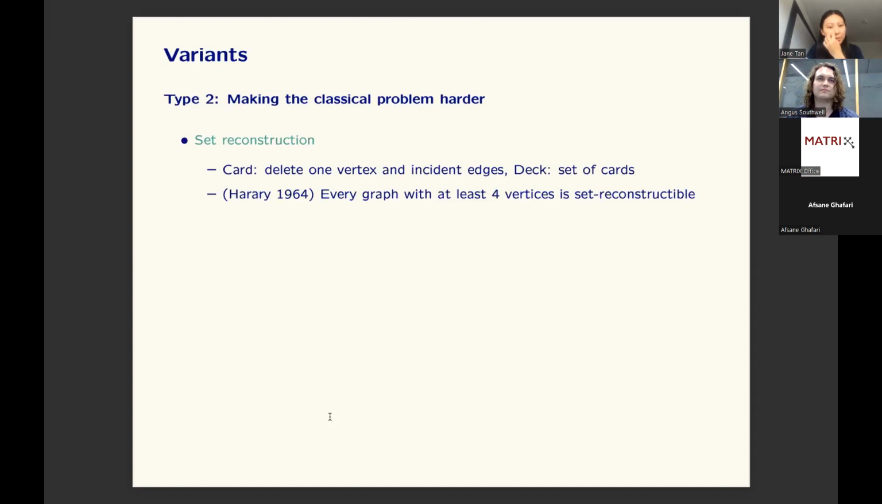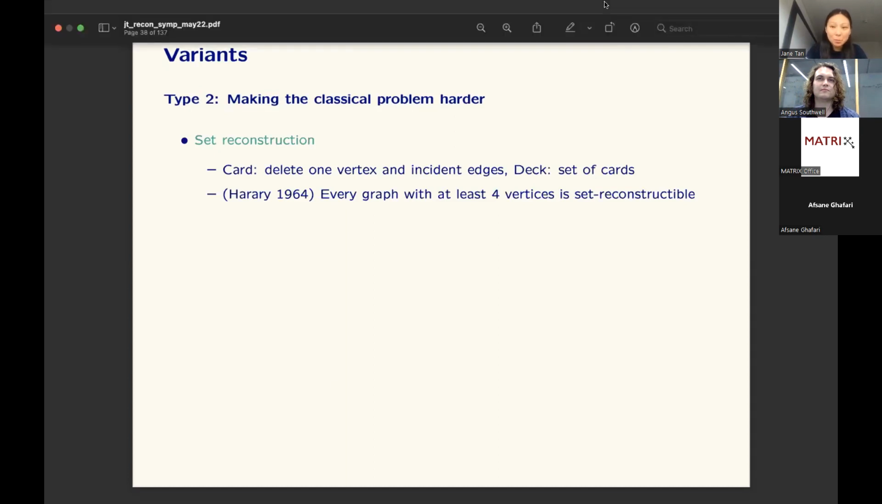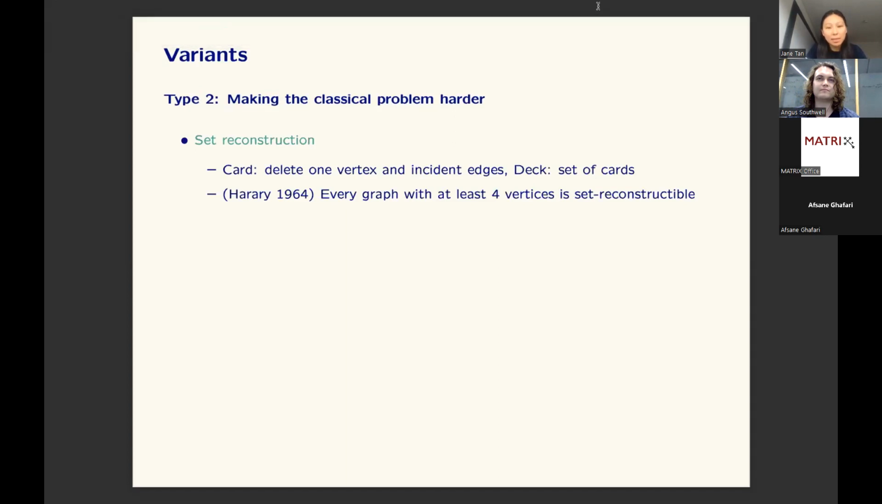The first one is really the most classical variant of this type, which is set reconstruction. When I first defined the reconstruction problem, I highlighted that this is a multi-set of cards, so the multiplicity is important. In this variant, we're just taking the set. So we lose the multiplicity information, but everything else is the same in terms of deleting vertices. Unsurprisingly, there's an open conjecture here that every graph with at least 4 vertices is set reconstructible.